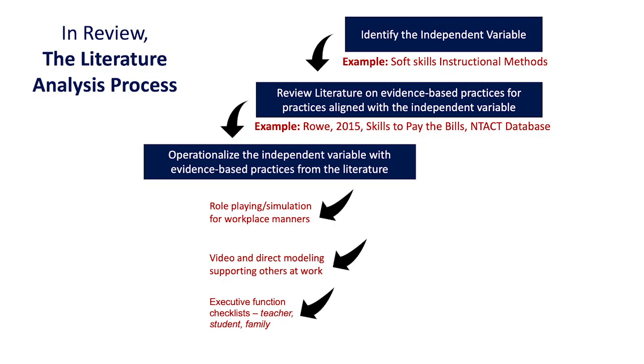And just as an example of the literature analysis process, let's say that my independent variable is soft skills instructional methods, and I'm trying to improve them at my site. I would review literature on evidence-based practices aligned with the independent variable. So I might look at Rowe's Adelphi study on evidence-based predictors. I may look at some curriculum like Skills to Pay the Bills that OSEP put out, so I know that it's a valid tool. And I would definitely look at the NTACT database for evidence-based and research-based practices.